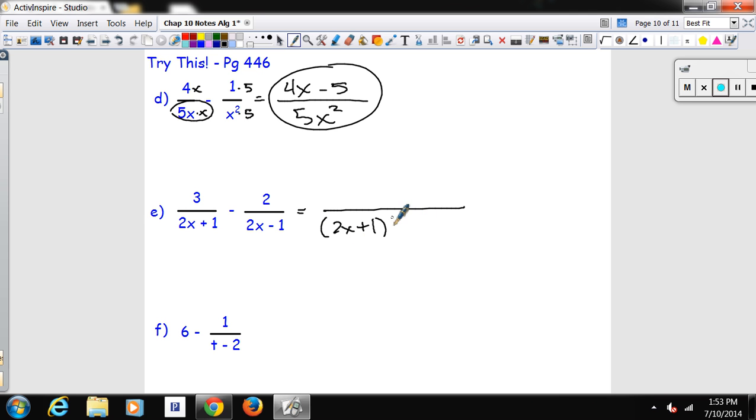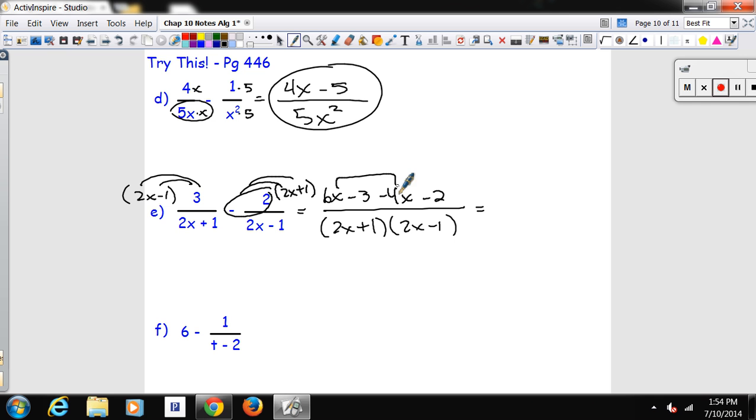2x plus 1, 2x minus 1. So I need to multiply this fraction by the 2x minus 1 on top and bottom to get this denominator. We got to distribute. You get 6x minus 3. And then we need to multiply this fraction by the 2x plus 1, by this denominator. So we're going to take the negative 2 and distribute it. Negative 4x and then minus 2. Combine like terms to get 2x minus 5, over 2x plus 1 and 2x minus 1.